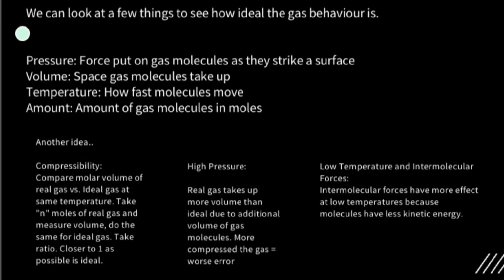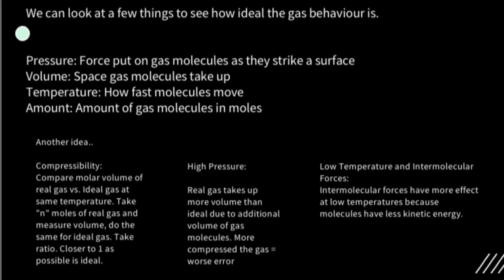We can look at a few things to see how ideal the gas behavior actually is: pressure, volume, temperature, amount, compressibility, high pressure, and low temperature and intermolecular forces. For pressure, we can see the force that is put on the gas molecules as they strike a surface. For volume, it's the amount of space that gas molecules take up. For temperature, it's how fast molecules move. And the amount is the amount of gas molecules in moles.